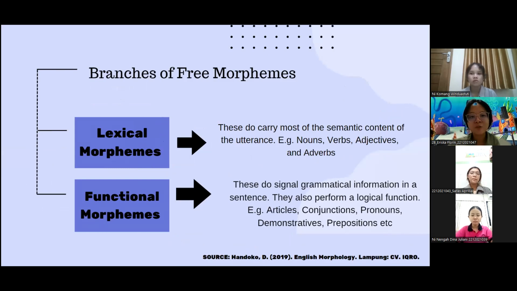So there are two branches of free morphemes, that is lexical morphemes and also functional morphemes. Lexical morphemes carry most of the semantic content of the utterance, for example, nouns, verbs, adjectives, and adverbs. Functional morphemes signal grammatical information in a sentence, and they also perform a logical function, such as articles, conjunctions, pronouns, demonstratives, prepositions, and so on.